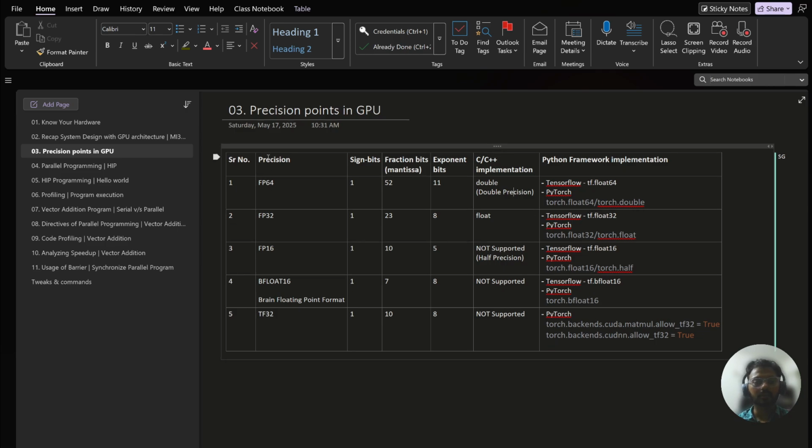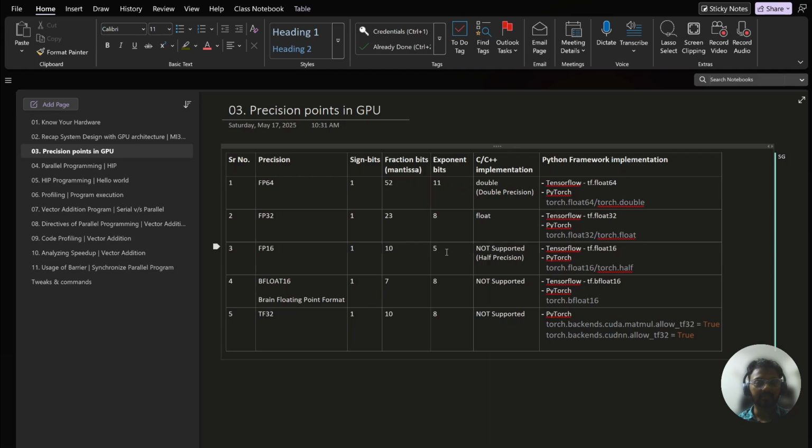Now, the next precision is FP32, which has a sign bit that is always 1, 23 mantissa bits, and 8 exponent bits, and its implementation is float in the C++ language. The same in TensorFlow, it's float32, and in PyTorch also, it's torch.float32.